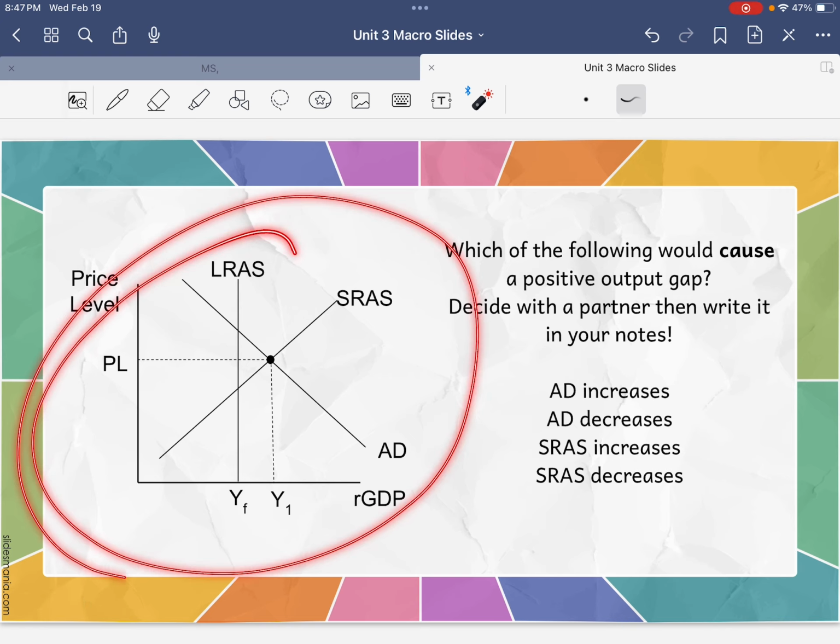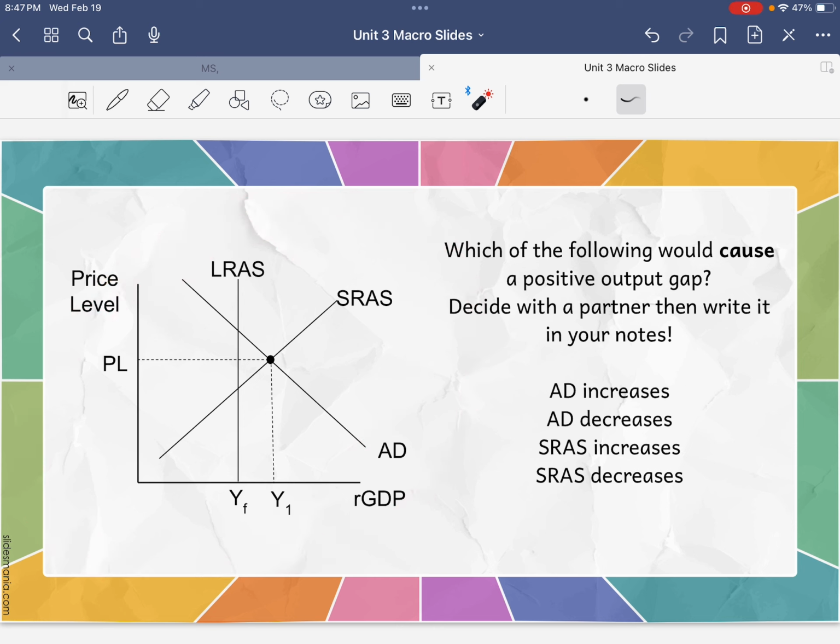So, question. We have this positive output gap. Here's a pretty picture of it. Which of the following would cause a positive output gap? So let's say we're at the perfect economic potential. We are at long run aggregate supply, SRAS, and AD all meeting in that perfect North Star situation, okay? So our graph would look like this. Yay, it's perfect. Which of these 4 options, and there are 2, I'll give you a hint, would cause our output to grow above where it should be?